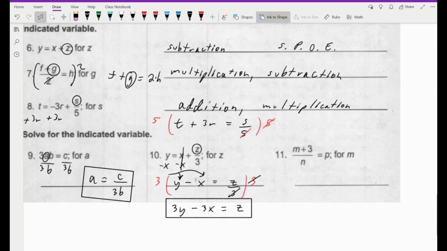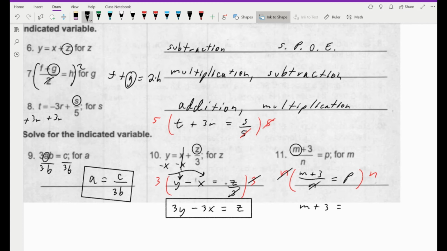Now for the final problem, we're solving for the variable m. We can't subtract the 3 from both sides because the whole expression is being divided by n. So we need to get rid of the n first. Now to get rid of the n, we will multiply both sides by n. So the n's would cancel. And we will get m plus 3 is equal to p times n.